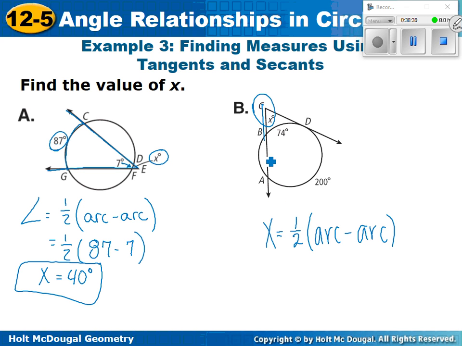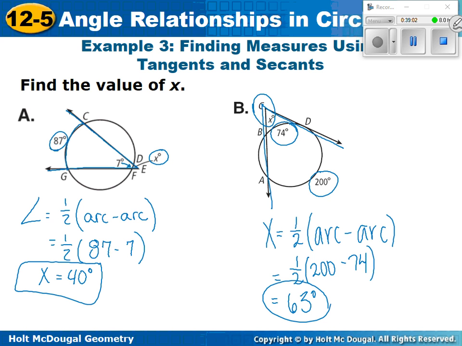So when you look at that angle, what's the arc inside that's the biggest? 200. What's the arc that's inside but is smaller? 74. So it should be half of 200 minus 74. What do we get? The total answer is 63 degrees. Awesome.